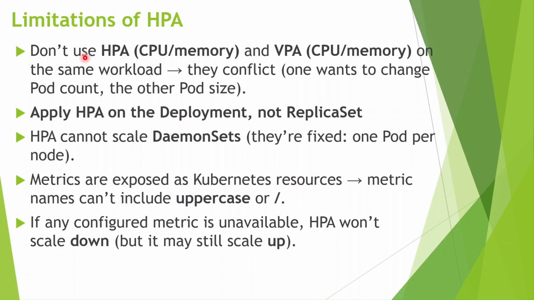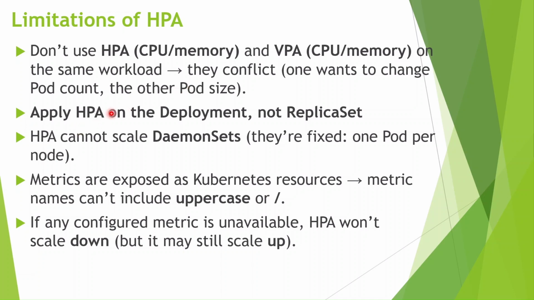So there are some limitations of this also. Don't use HPA and VPA on the same workload. VPA is basically vertical pod autoscaler; we will see it in the next part. They can conflict. HPA will want to increase the pod count, adding more replicas, but VPA will try to change the pod size. It will increase the machine type, you can say. It will add new resources. Like if you are using 500 of CPU, it can ask you to increase up to 800 of CPU.